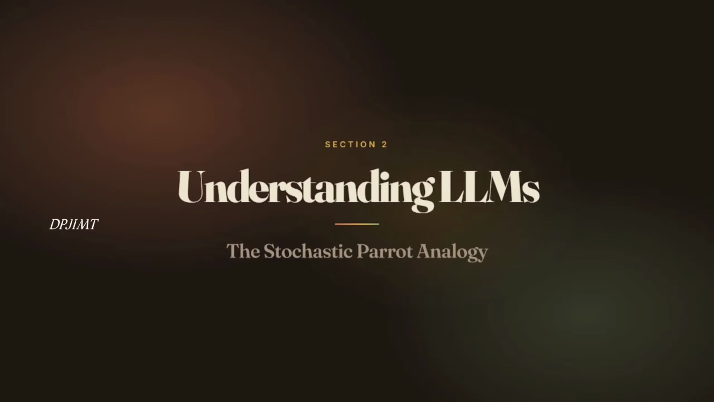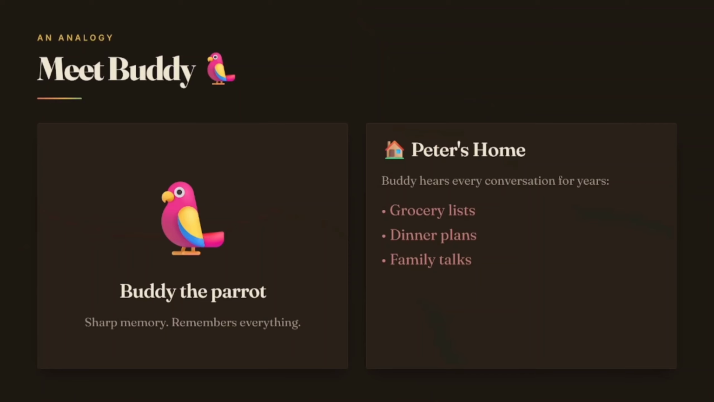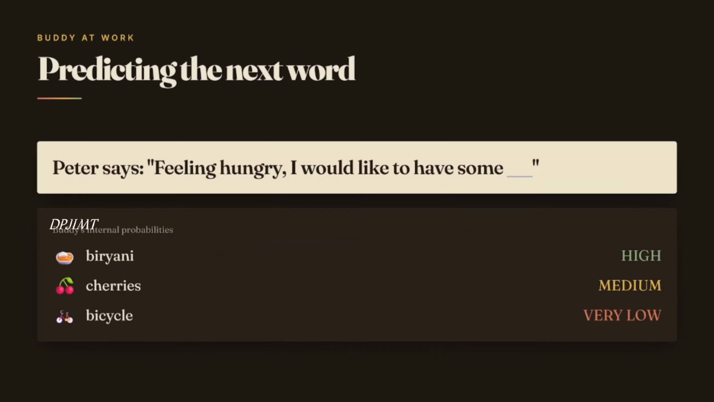Now we will proceed to understanding LLMs. Let me give you an intuition for what an LLM actually is and isn't. Imagine a parrot named Buddy. Buddy has listened to every conversation in his owner Peter's house, thousands of hours of dialogue. When Buddy hears "feeling hungry, I would like to have some...", the probability of Buddy saying biryani is much higher than saying bicycle. He is predicting the next word based on patterns from past conversation.